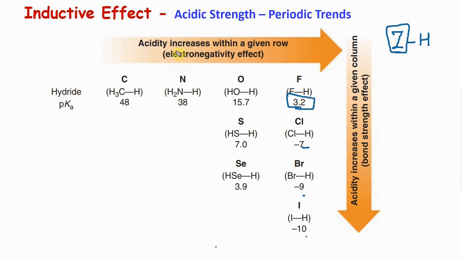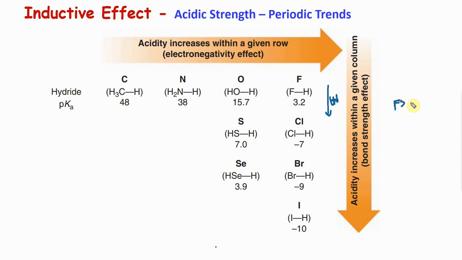Within a given row, acidity increases going from left to right, because electronegativity increases. That makes sense. But as you keep going down a group, electronegativity decreases. That is shown in this order.